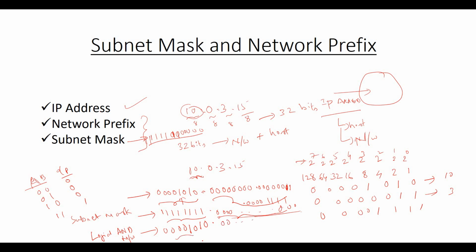So that means this is 10.0.0.0, because all these are zeros. This is the network part. If you want to get the network part from an IP address, we need to perform a logical AND operation between the IP address and the corresponding subnet mask. Here the subnet mask masks the IP address with the corresponding ones.